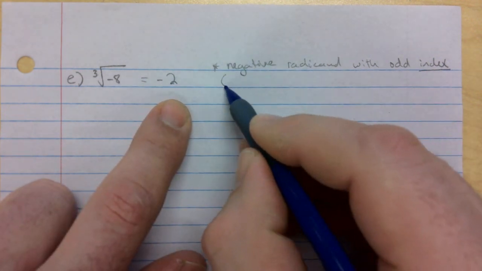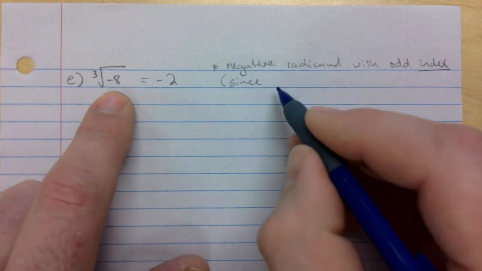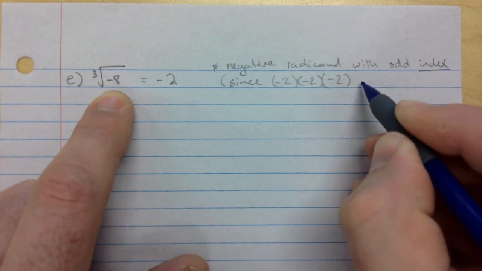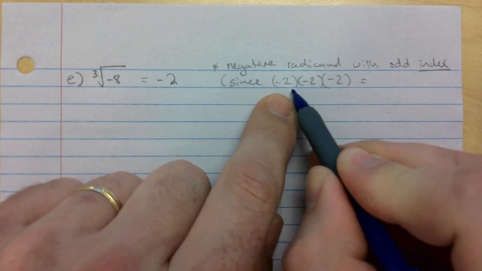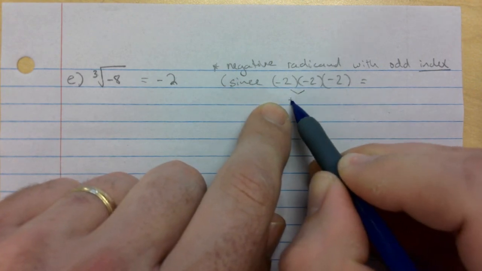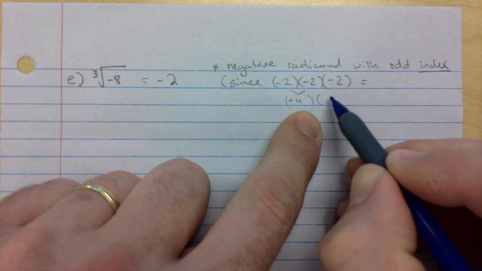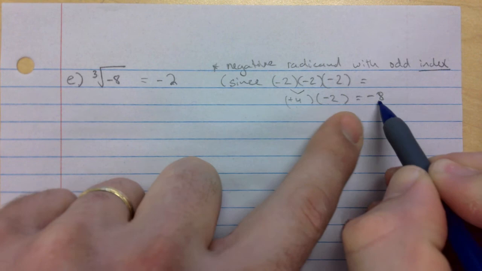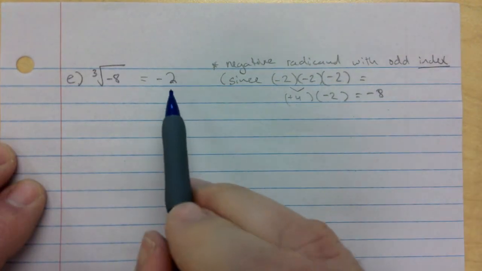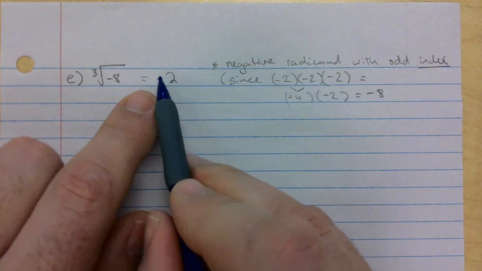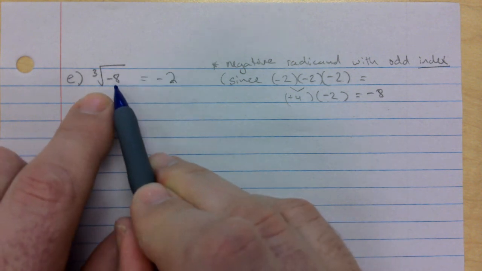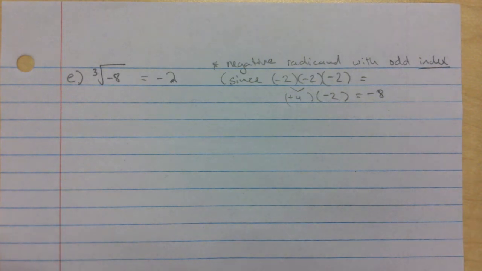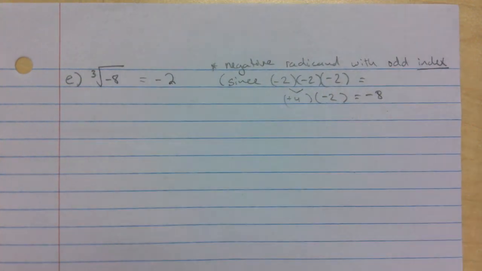And just think about it this way. This is true since negative 2 times negative 2 times negative 2, right? These two will give you a positive 4, multiplied by the negative 2 there, that would be negative 8, because positive and negative is negative 8. So the inverse operation, right? Negative 2 to the power of 3 would get you back to negative 8. So you can always take the root of a negative provided the index is odd, okay?